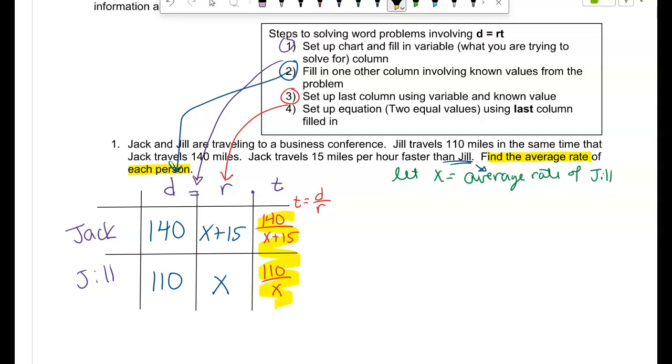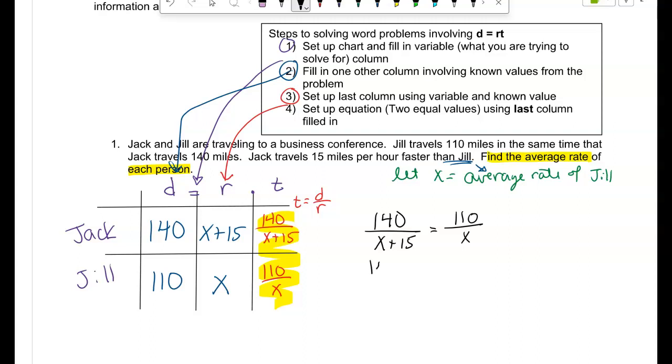All right, so now we set them equal to each other. So here's how this cool thing works. Are you ready? So we go 140 over x plus 15 is going to equal 110 over x. Now, scholars, that is a proportion. How do we solve proportions? Cross multiply, or what some of you call the butterfly. Shame on you for calling it the butterfly. But yes, we cross multiply.